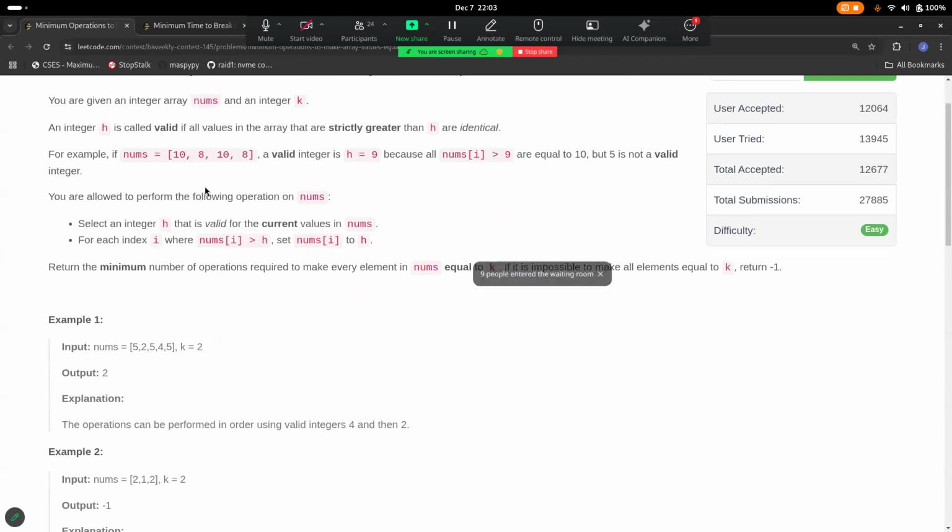And what we're allowed to do is we have this one operation where we select an integer h, which is valid for the current nums array. And then we take all the numbers in nums which are greater than h and set all of them to h. So let's see this illustrated in this nums array.